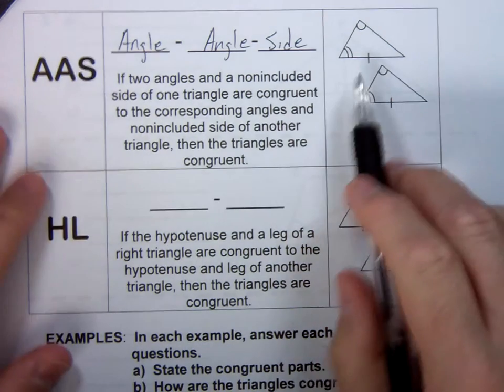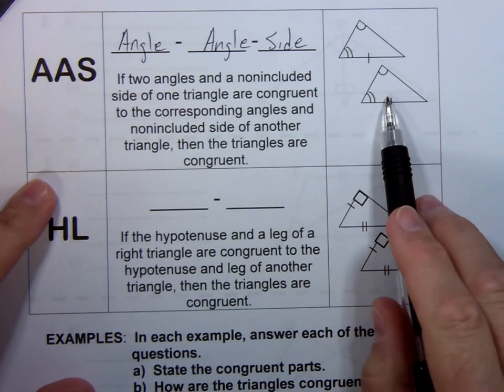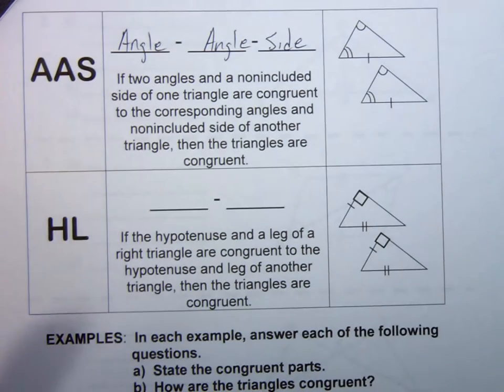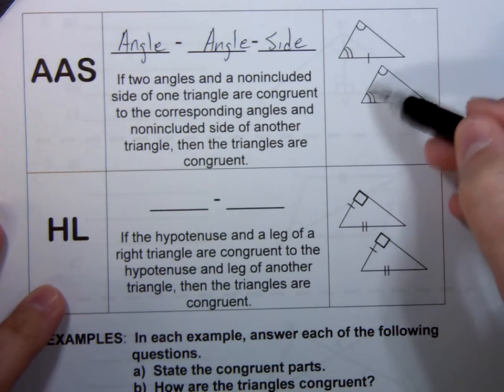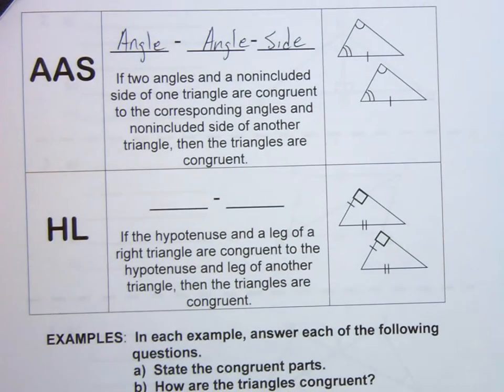If two angles and a non-included side of one triangle are congruent to the corresponding angles and non-included side of another triangle, then the triangles are congruent. We got the same two pairs of congruent angles, but it's no longer the included sides that are congruent, it's non-included sides, sides that are not between those angles. So that's angle, angle, side.